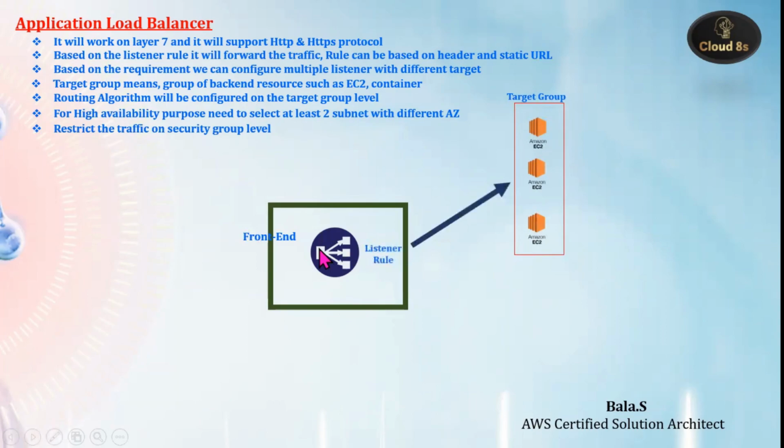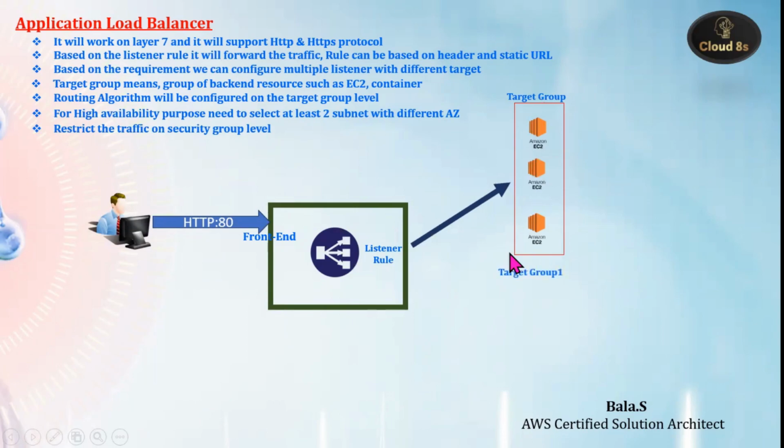On the load balancer level, there is a listener running. For example, we have configured port 80. When a user tries to connect to the load balancer on port 80, it validates the listener rule and forwards the traffic to the concerned target group. Here we have configured the routing algorithm, either round robin or weighted, and based on that it forwards the traffic to each resource.